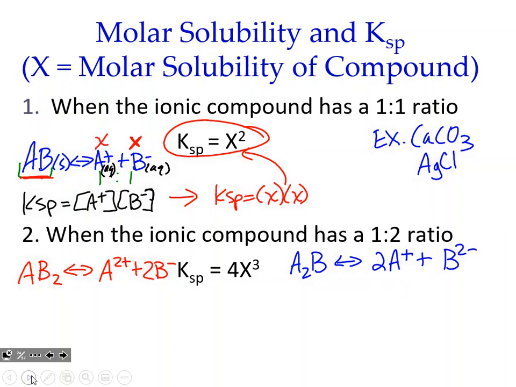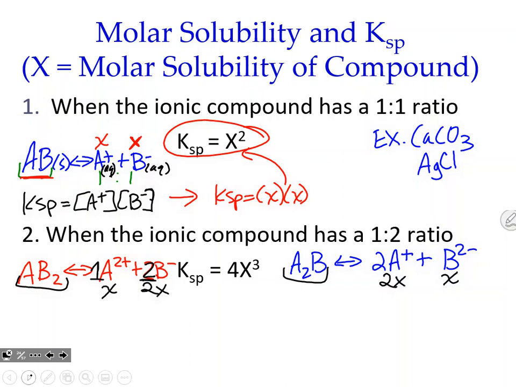Doesn't really matter which one you're looking at, because every time this one formula unit breaks up, you're going to get 1 of these and 2 of the other. That means you'll get X of that and 2X of the B's there. On this side, every time this one formula unit breaks up, you're going to get 2X of this and X of that. And that's where those values really come from.